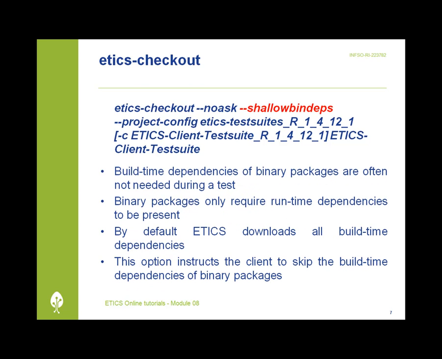Build time dependencies of binary packages are often not needed during a test, since binary packages only require runtime dependencies to be present. However, by default, ETICS downloads all build time dependencies in order to store them in the local cache for when they are needed. The shallow bin depth option instructs the client to skip the build time dependencies of binary packages and therefore reduce the test disk footprint and download time.